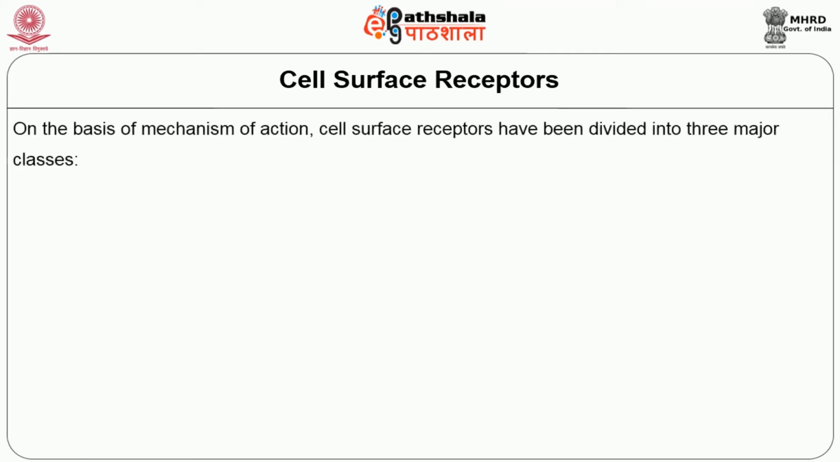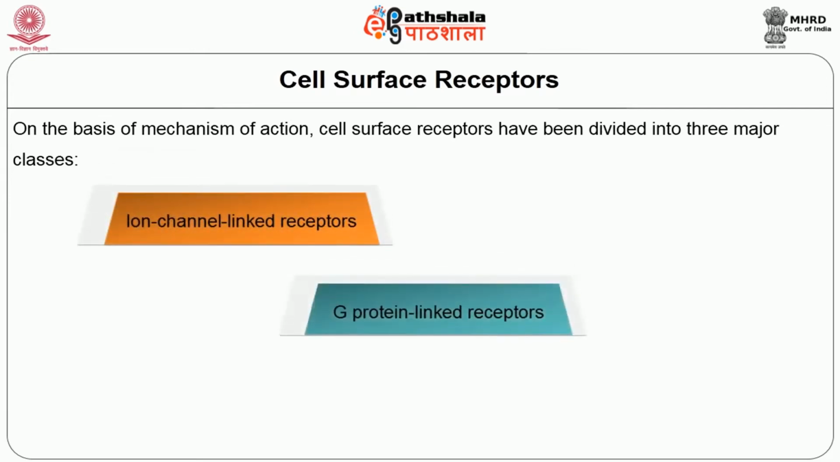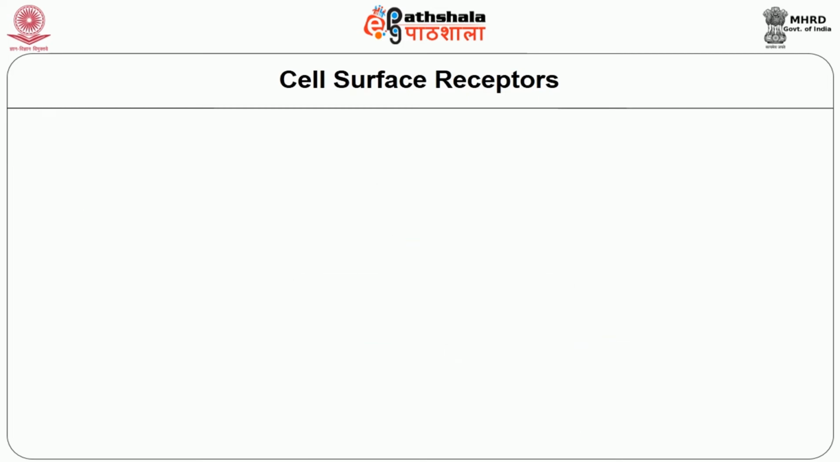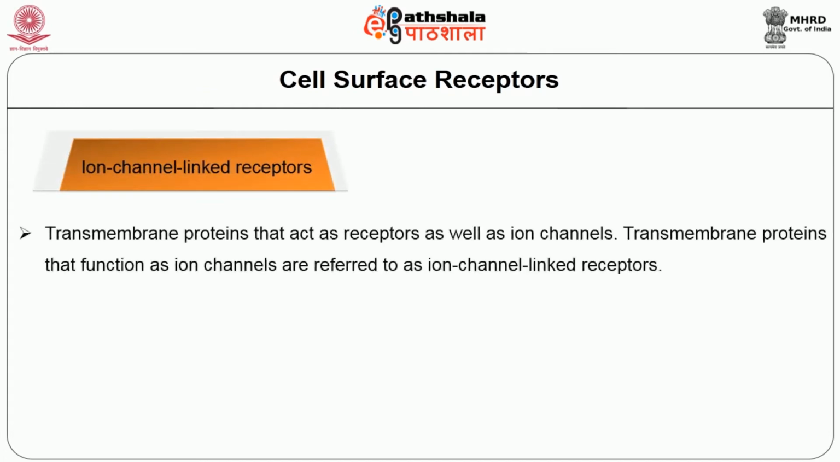So based on the mechanism of action, the cell surface receptors have been divided into three major classes. One is the ion channel linked receptors, the second is the G protein linked receptors, and the third is the enzyme linked receptors. First, we will see about ion channel linked receptors. They are transmembrane proteins that function as ion channels and are referred to as ion channel linked receptors.